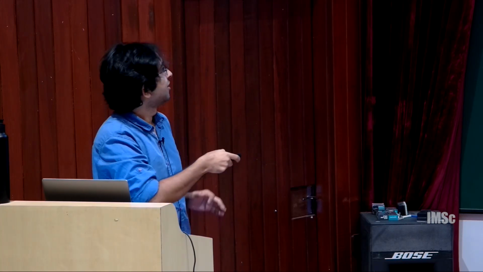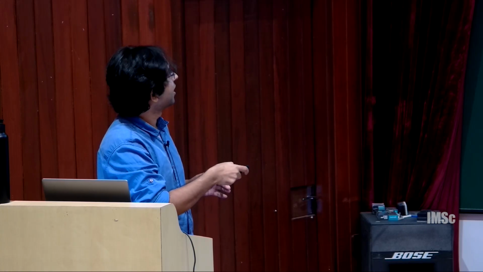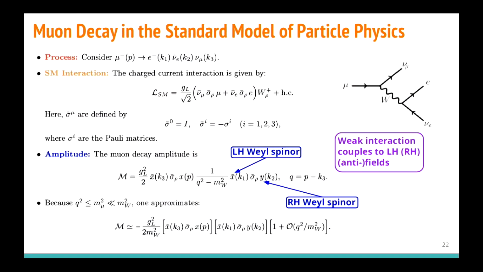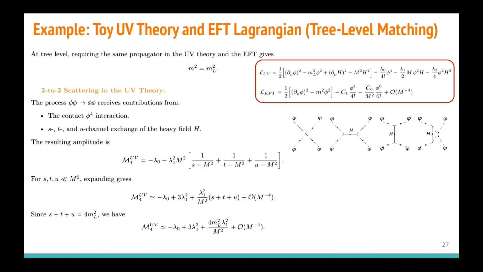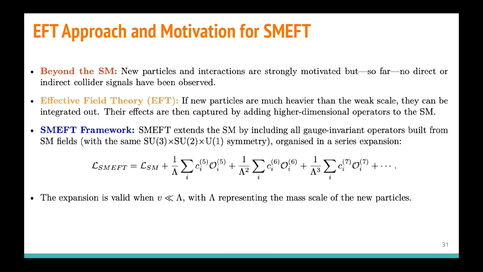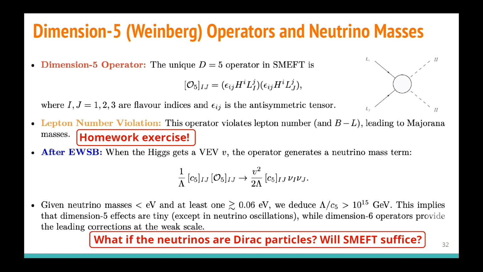Okay, let me see, where was this? The assumption behind that is that one of the neutrino masses is of the order of 0.06 electron volts. That is how I am getting this 10 to the power 15. And then by plugging in v equal to 246 GeV.